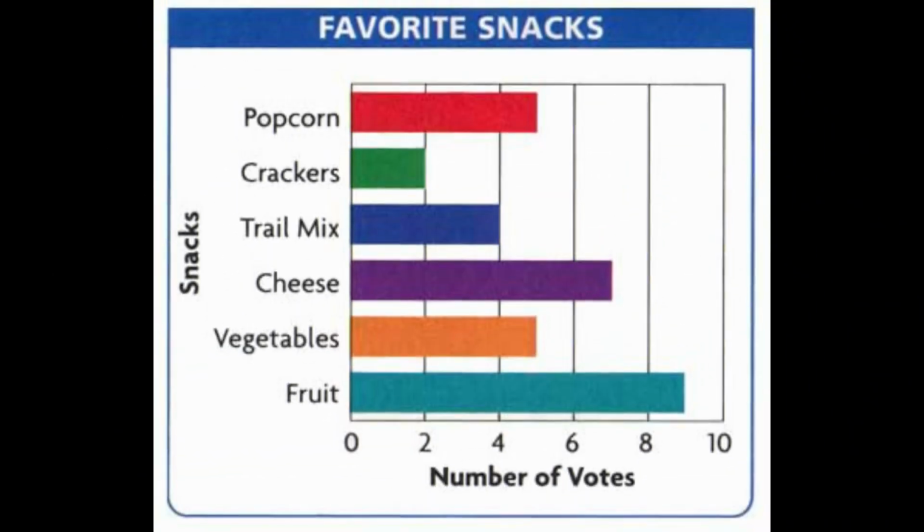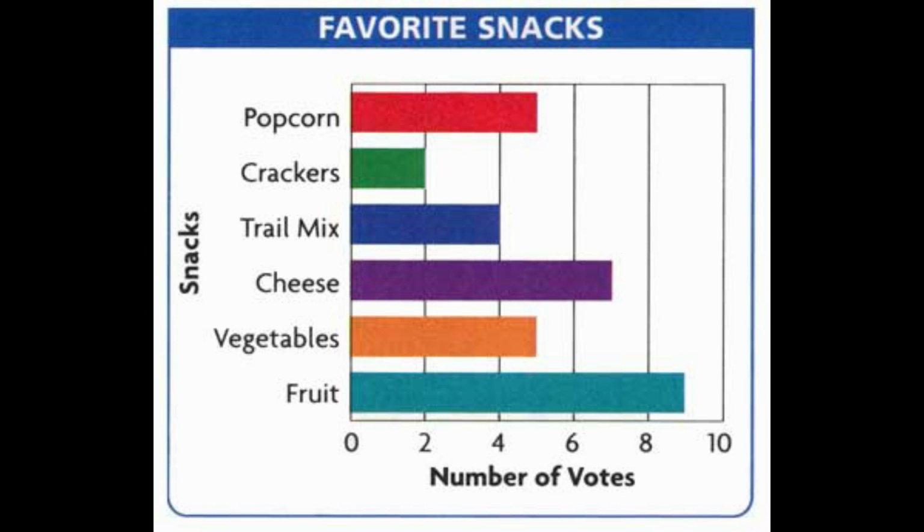This horizontal bar graph is talking about the favorite snacks of children in a classroom. And you know that because of the title. It says favorite snacks. I'd like you to please take a look at the scale. The scale is at the bottom this time instead of along the side. And the scale on this graph counts by twos. So each section of the graph is actually two kids that have voted for that kind of snack.